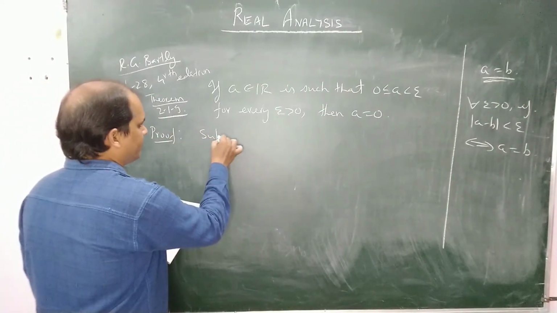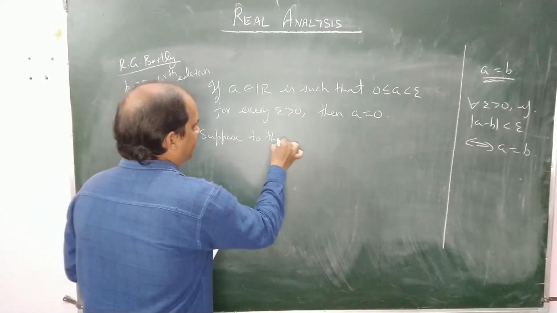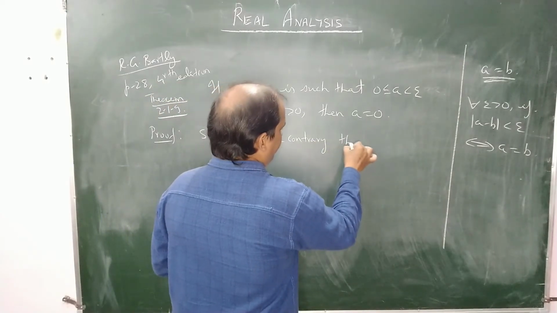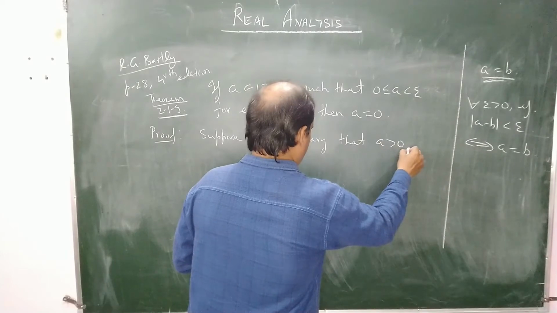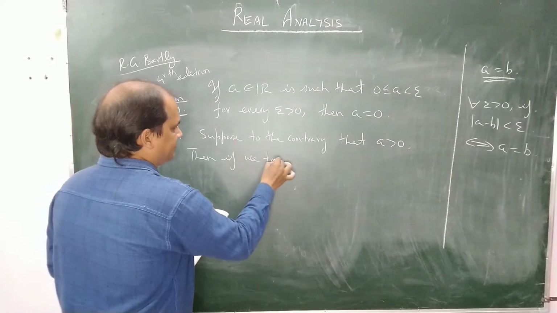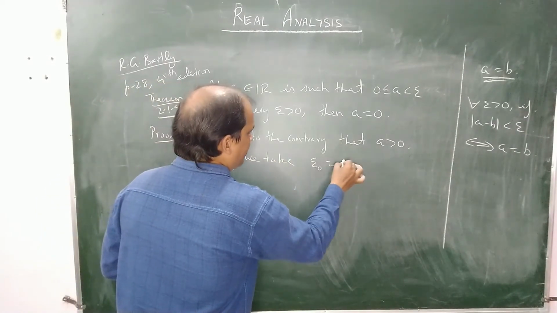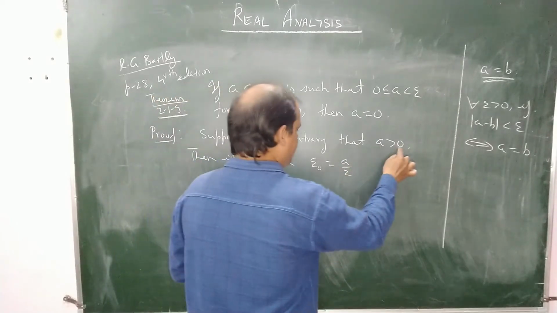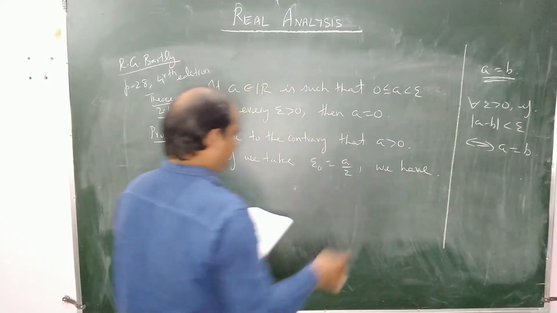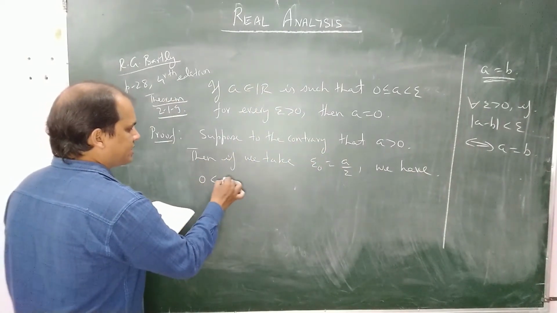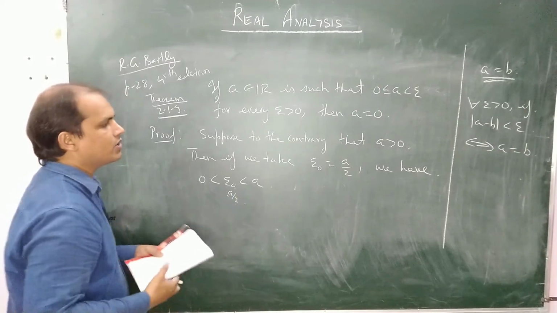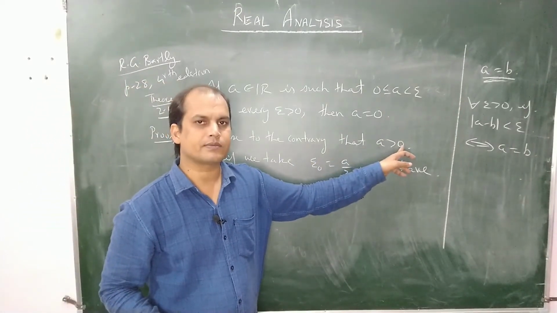So suppose, to the contrary, that a is greater than 0. Then if we take epsilon naught equal to a by 2, since a is greater than 0, we have epsilon naught also greater than 0, but we have 0 is less than epsilon naught less than a. Actually this epsilon naught is a by 2, so obviously a by 2 will be less than a because a is greater than 0. We have assumed that a is greater than 0.